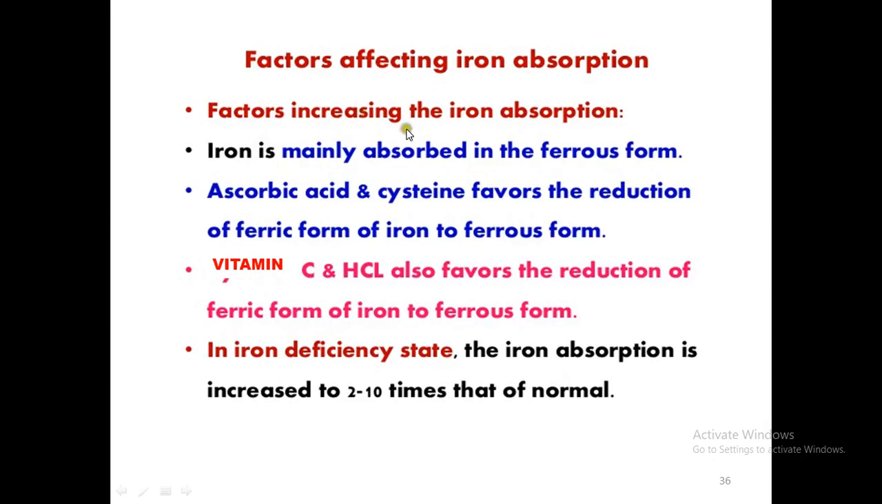So we have discussed the factors which increase iron absorption because iron is mainly absorbed in the ferrous form. So ascorbic acid and cysteine increase the absorption because they favor the reduction of ferric iron to ferrous iron. Vitamin C and hydrochloric acid also favor the reduction of ferric iron to ferrous iron. In iron deficiency state, iron absorption is increased much more. It may be increased to 2 to 10 times that of normal.